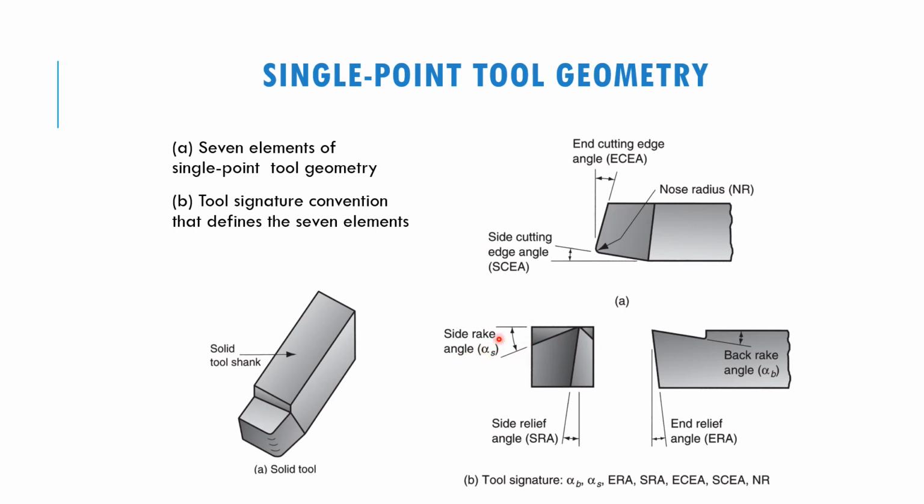Now if we look into this area, from this direction, you're going to see the side rake angle over here. And then we also have the side relief angle, and then if we look from this direction, you're going to look at the back rake angle, on top here, and also the end relief angle.